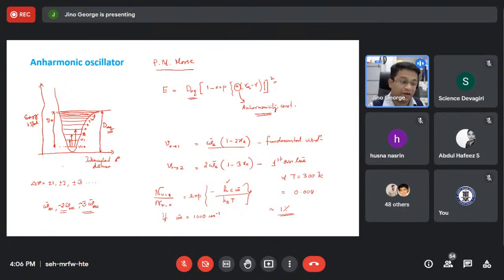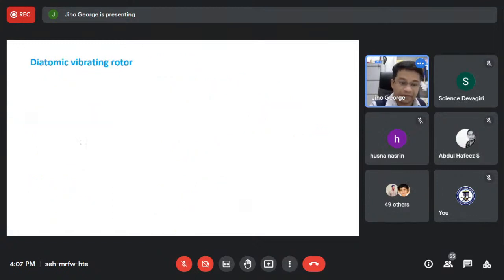This is how an anharmonic oscillator will look like, and then you see that the possibility of V is equal to 1 to 2 transition, you will see very less in a vibrational spectrum, because the population in V1 is very less, so the transition probability will be very less. I hope that it is very clear to you.